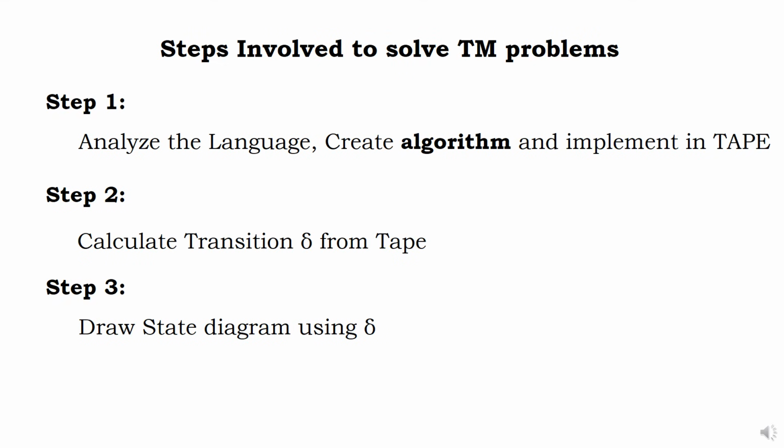What are the steps involved in solving Turing machine problems? Step 1 is analyzing the language, which is one of the important tasks I always say. Step 2 is calculation of the transition, that is the delta function. Step 3 is very simple: if you can implement the transition function, we can go ahead with the state diagram.